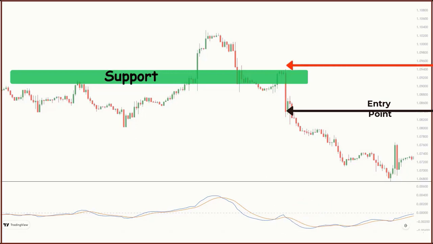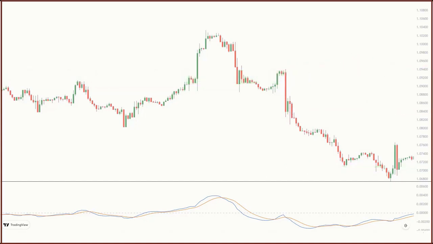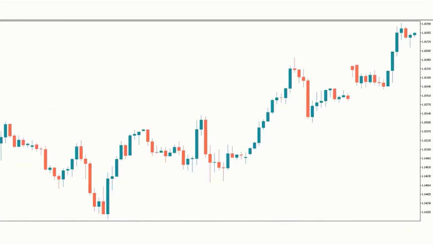We can keep our stop loss above the resistance level. And we can place our targets at 1.5:1 risk to reward ratio. So the moving average and MACD are just an example. You can use different indicators and test them yourself.